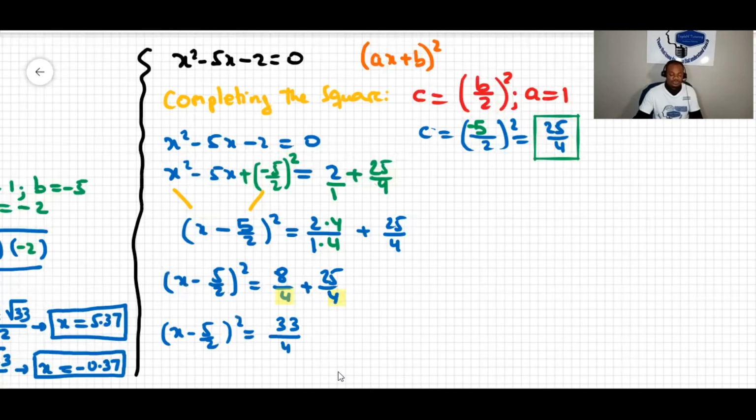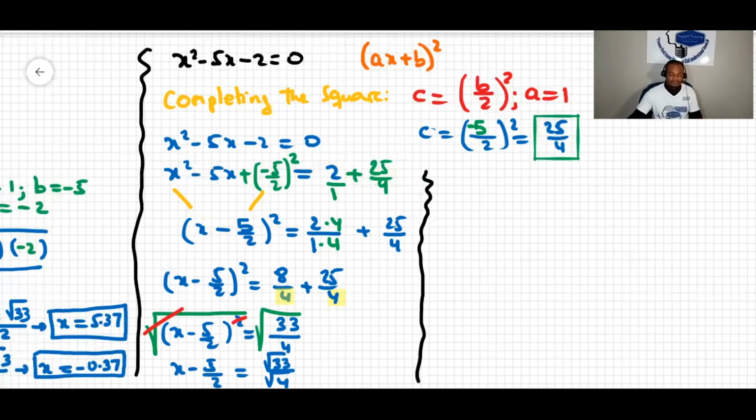Now, if I need to find x, I can start by taking the square root of both sides of the equation. I do this because the square root will cancel the power of 2. Then I will be left with x minus 5/2 equal to root of 33 over root of 4. We need to be careful here. At the moment that we put the square roots, remember we always have to put the plus or minus symbol in front of this.